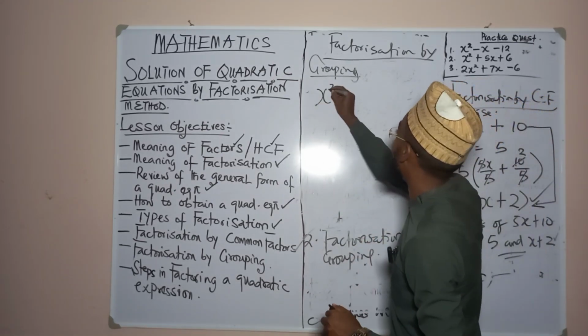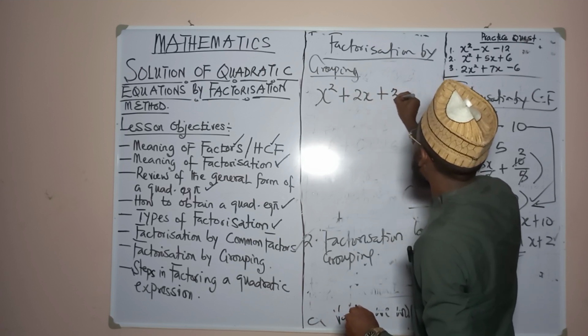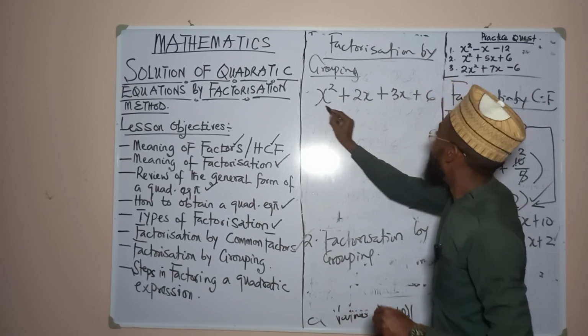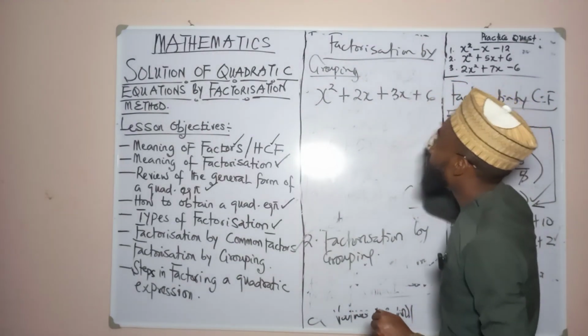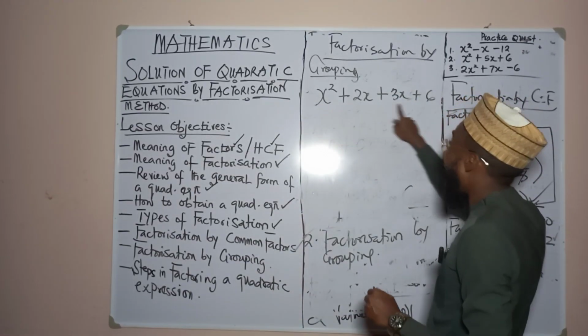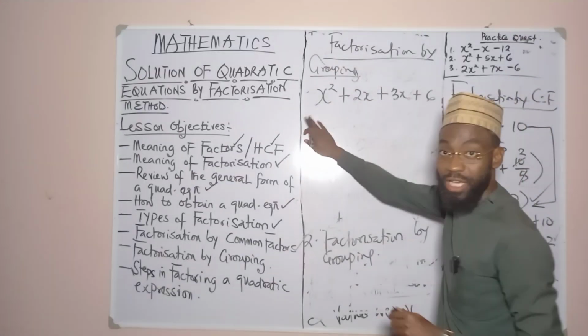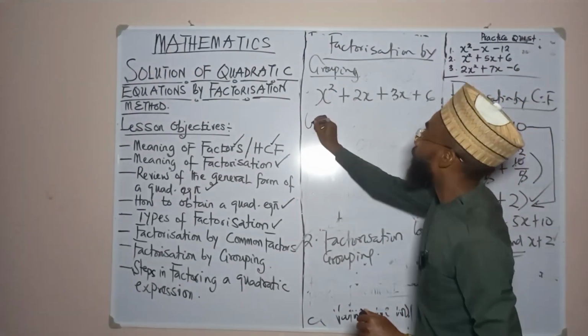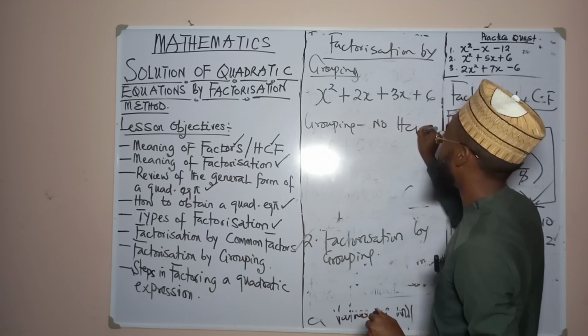Take for instance, x squared plus 2x plus 3x plus 6. If you look at this now, you see that there is no HCF in this expression. That is, nothing can divide everything here at the same time without a remainder. We can't find anything. There's no HCF here. So grouping comes in when there is no HCF.